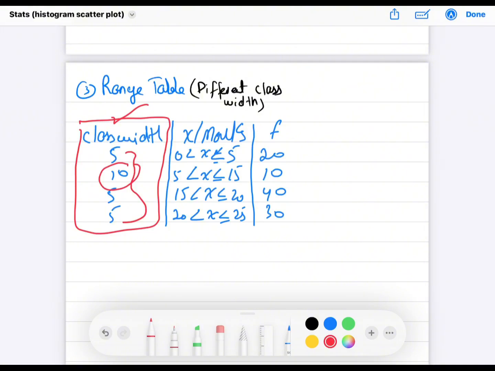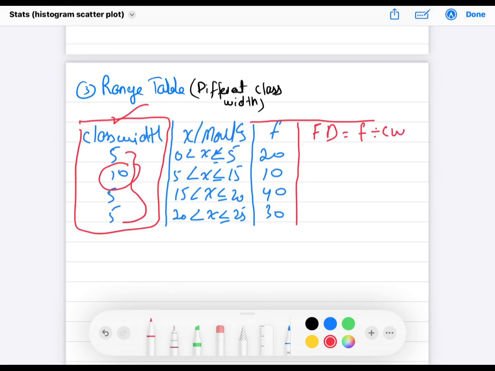There is one change, that is 10 coming out. So now I need one more thing in the column, that is frequency density. What is the formula of frequency density? Frequency divided by class width. This is the formula to find frequency density.